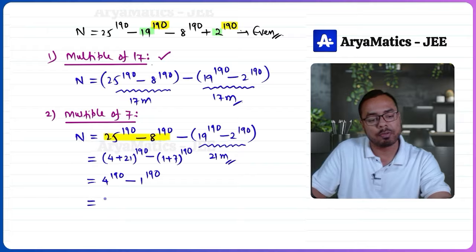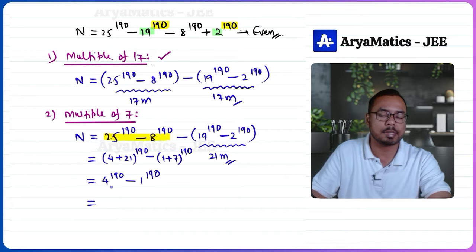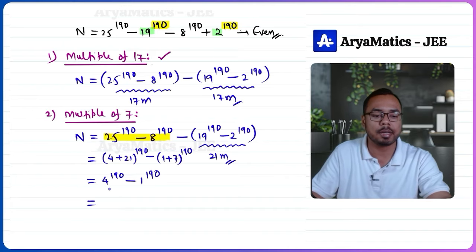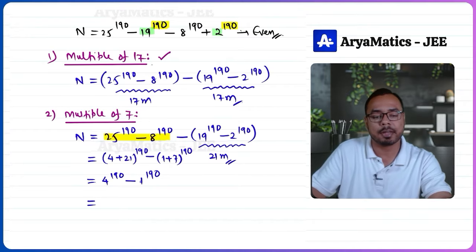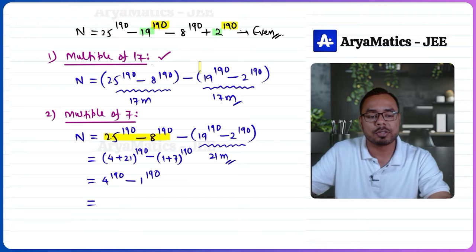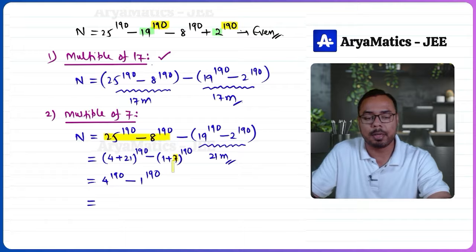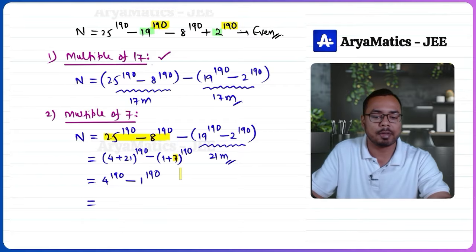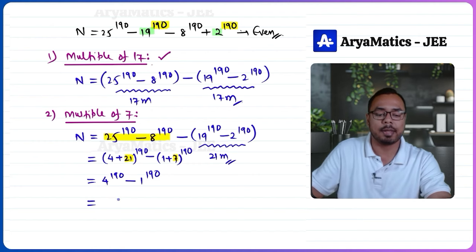So for that we can do 4 cube. 4 cube will be 64. 64 is 1 plus 63, and 63 is multiple of 7. I'm not writing multiples of 7 here. I mean, the next term will be 190 C1 into 7. After that, 7 square and so on. Similarly, here also 21, 21 square and so on. All of them, they are multiple of 7. So we can neglect that part.